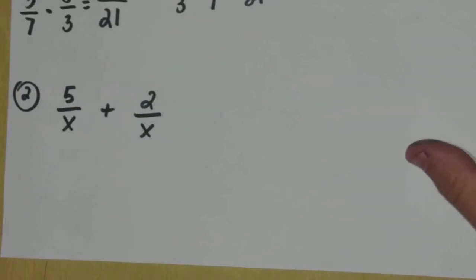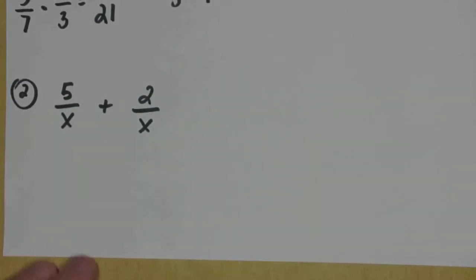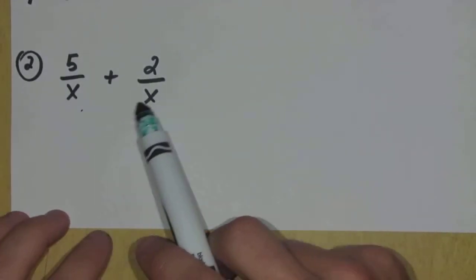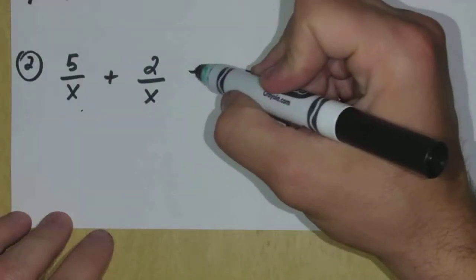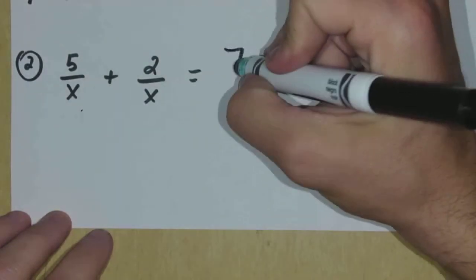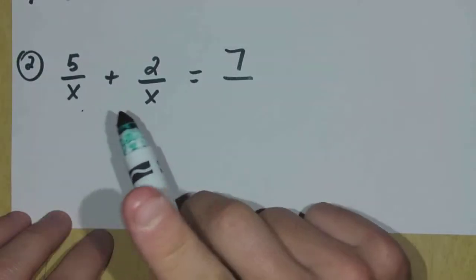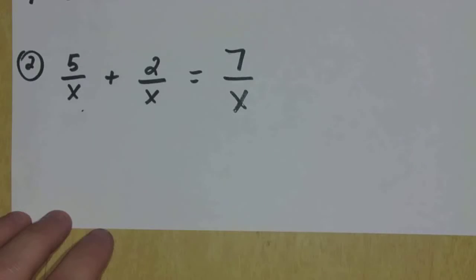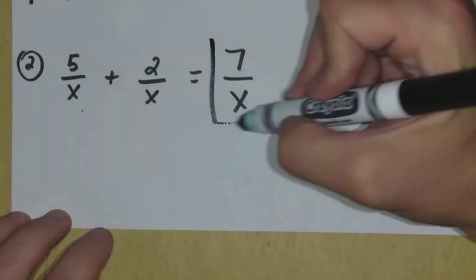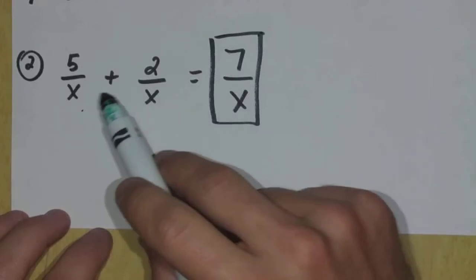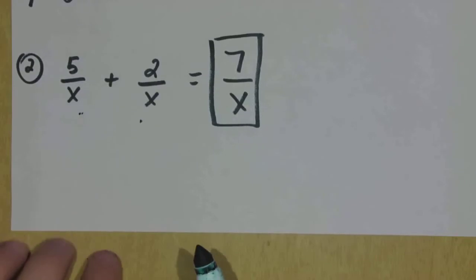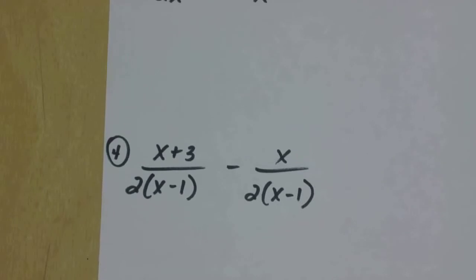Now let's look at number 2, because number 2 is more of the flavor we've been talking about in class. What's nice about number 2 is these rational expressions already have a common denominator, so I'm ready to add. 5 plus 2 is 7, and x plus x, well, remember, don't get confused: when the denominators are the same, you just rewrite it. And so that's 7 over x, which you certainly can't reduce, and it was that easy. Adding rational expressions, so long as you have a common denominator, is not too bad.